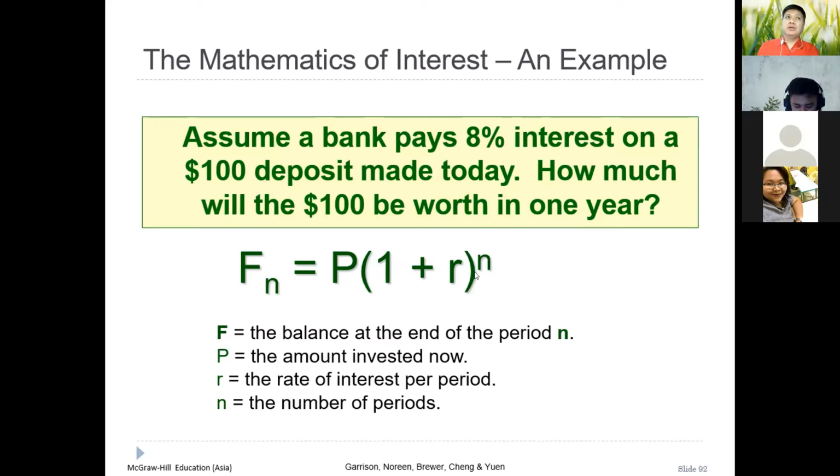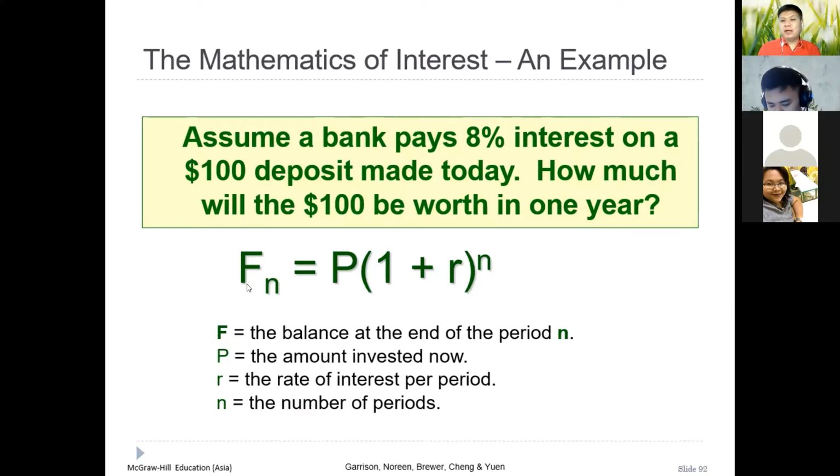Now, you just remember your business mathematics. When we compute for our interest, interest is equal to PRT. What's P? P is the principal. R is the rate. T is your time. When you are asked for the maturity value or the future value, that's the principal plus the interest.